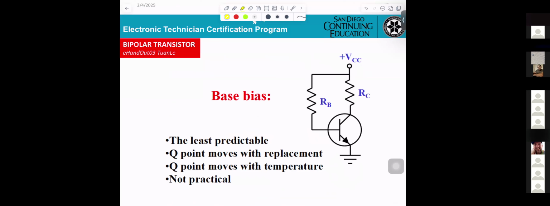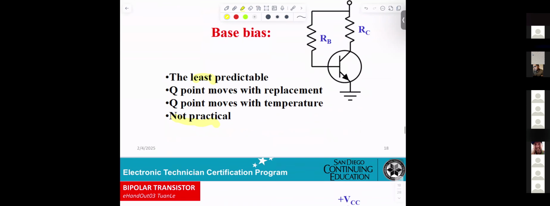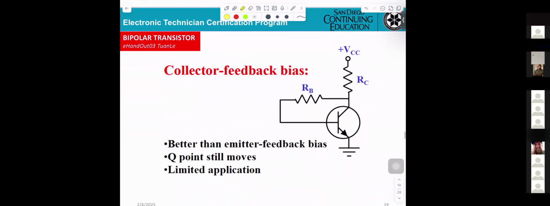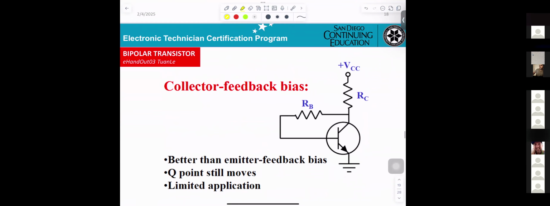Base bias, the least predictable, Q point moves with temperature, not practical. That one you never see. Collector feedback bias, better than emitter feedback. Q point still moves, limited application. The thing is when you design the amplifier, you have to get the Q point, and you don't want that Q point to move for any reason. Okay?